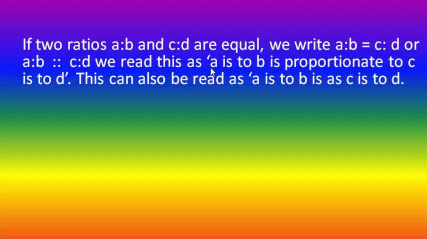We read this A is to B is proportionate to C is to D. This can also be read as A is to B is as C is to D.